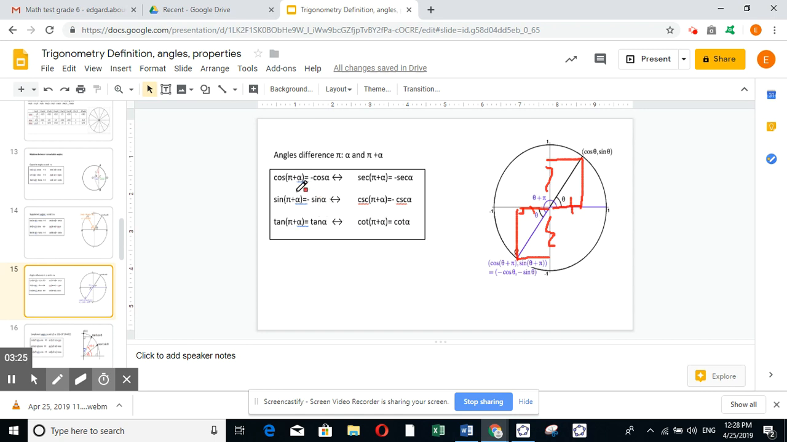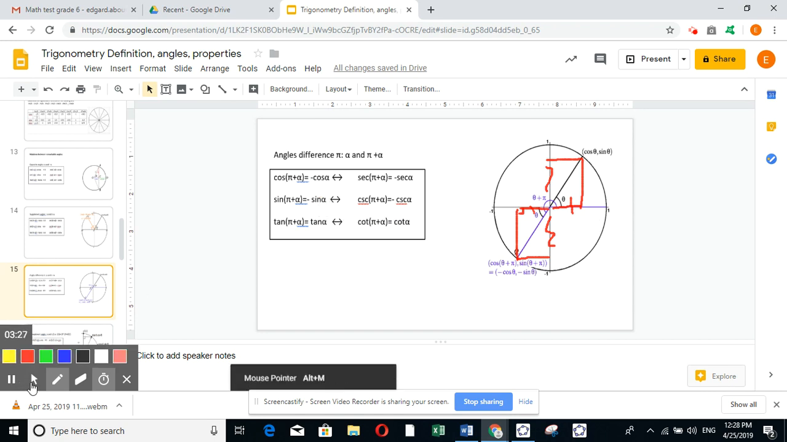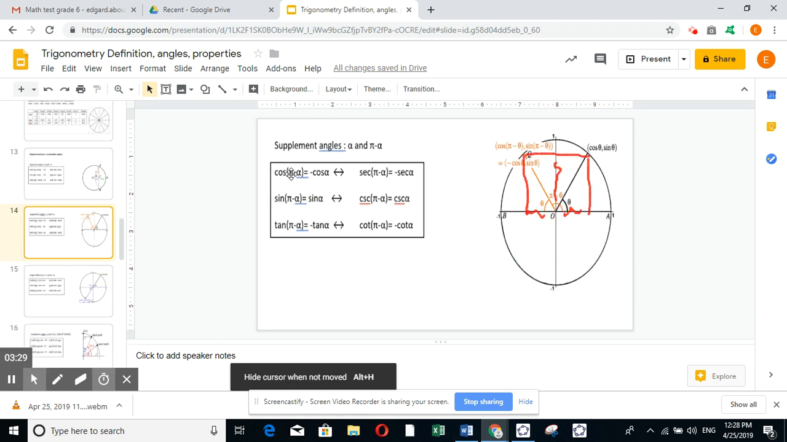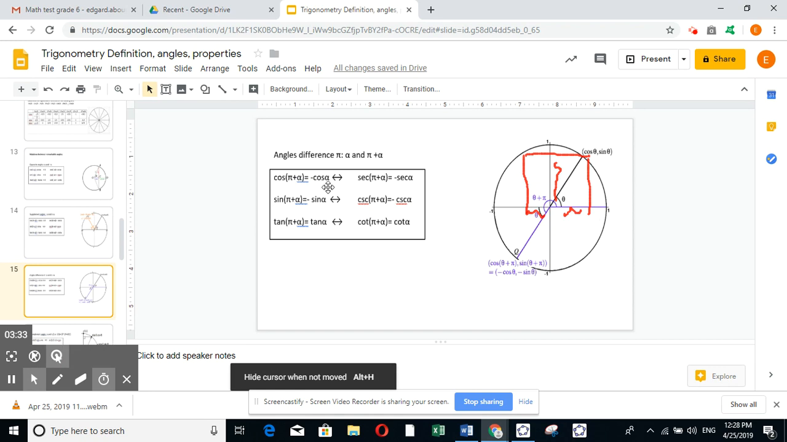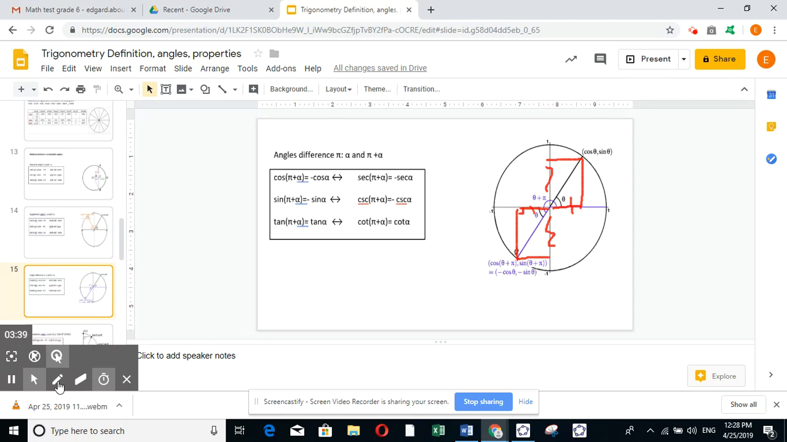So what we can realize is that if we add pi or subtract pi, nothing will change. So cosine will remain cosine, sine will remain sine, tangent will remain tangent. What differs is if it's plus or minus? For example, let us take an example to understand.